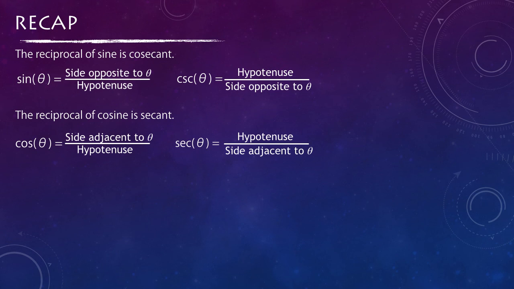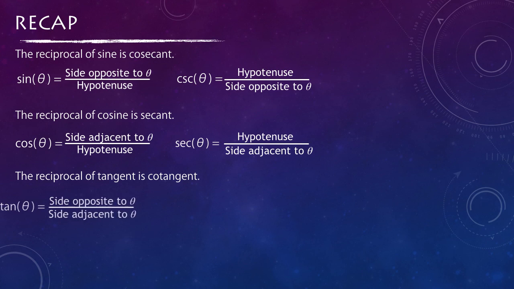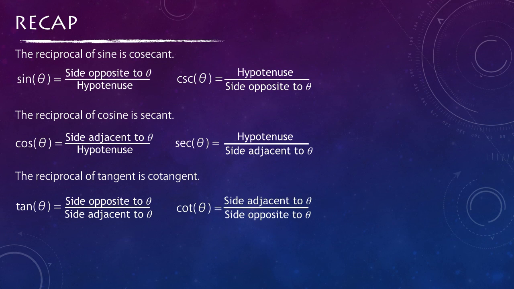So the reciprocal of sine, change the first letter to C and you say cosecant. The reciprocal of cosine, change the first letter to S and you get secant. Finally, tangent is cotangent. So that is the same function, just with a co in front. So you now know the 6 trigonometric functions.